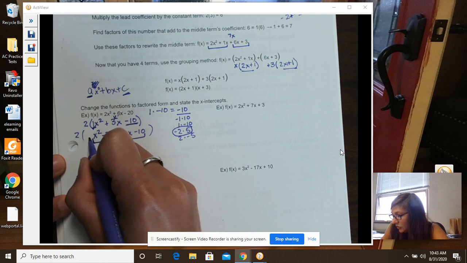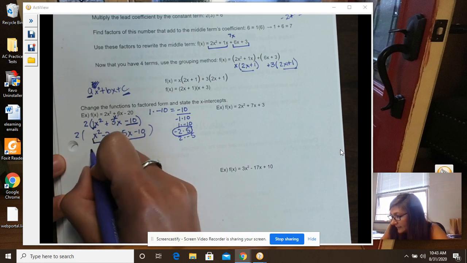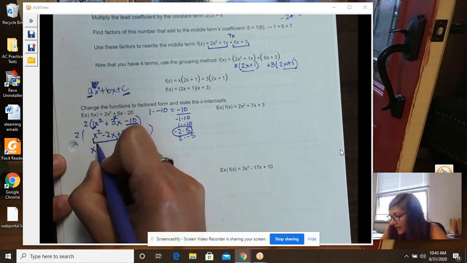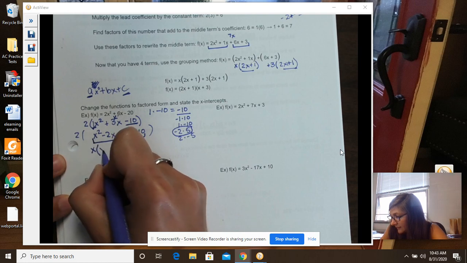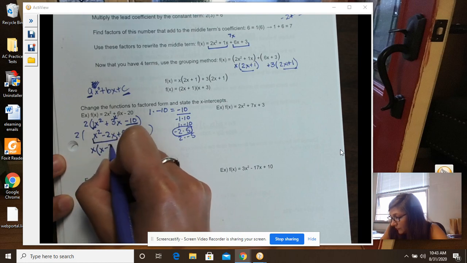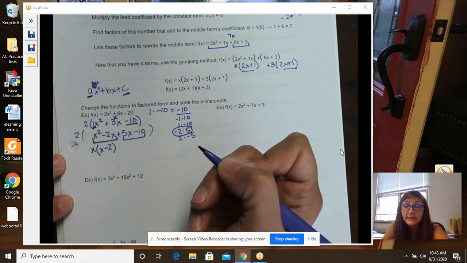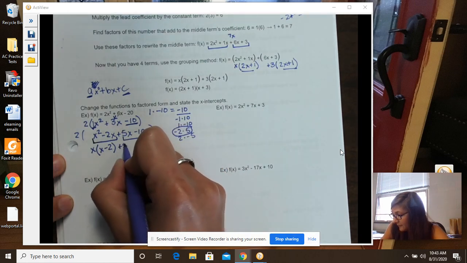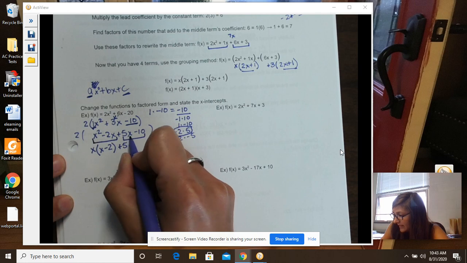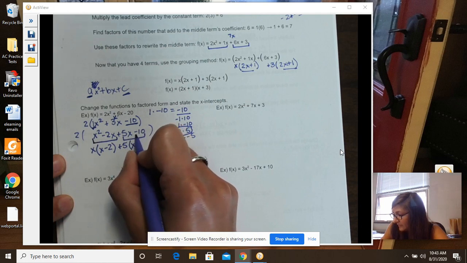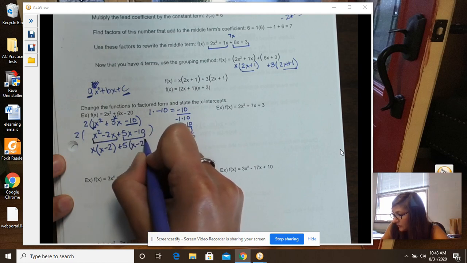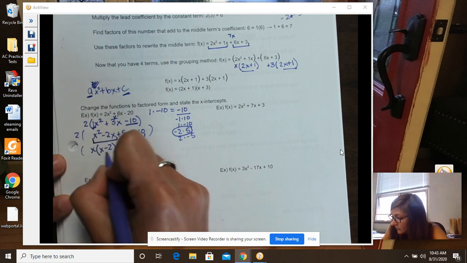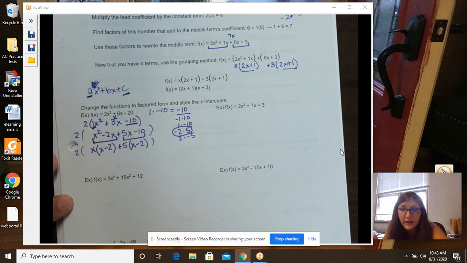So my GCF for this first group would be x, so I'm going to pull that out. Left over, I would have x minus 2. For my second group, the GCF would be a positive 5. And left over, I would have x, -10 divided by 5, minus 2. Again, still with that 2 just hanging out in front there.